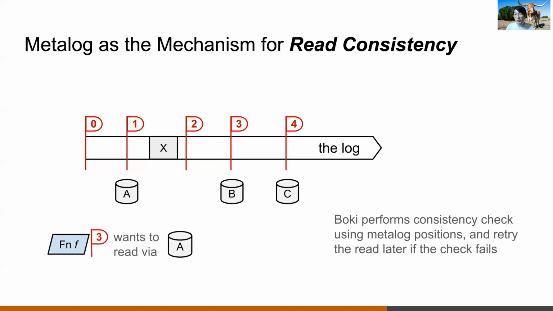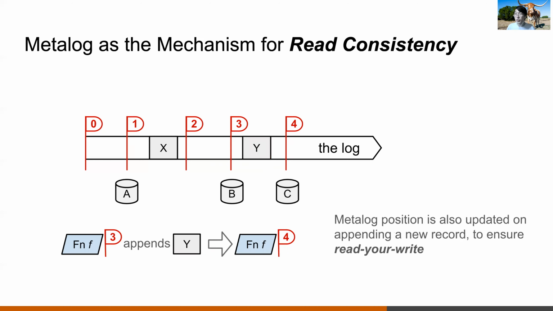For example, if function f wants to read from another index a, the consistency check will fail because reading from a could violate monotonic reads. We can see in this case, function f has already observed record x, but index a does not include this record. Similarly, when appending a new record to the log, the Metalog position of the function is also updated. In this example, function f appends record y to the log, and its Metalog position is updated to 4 to ensure read-your-writes for future reads.